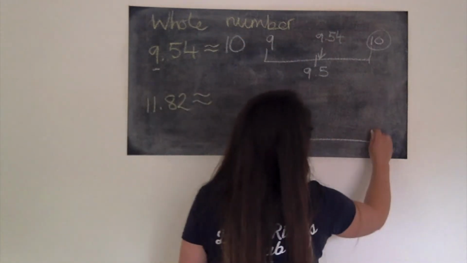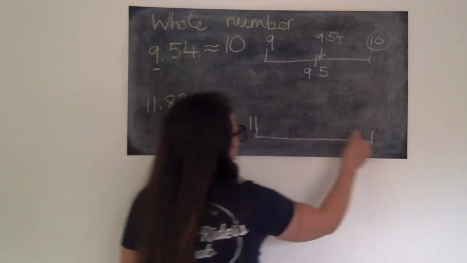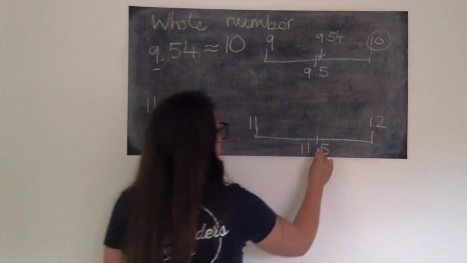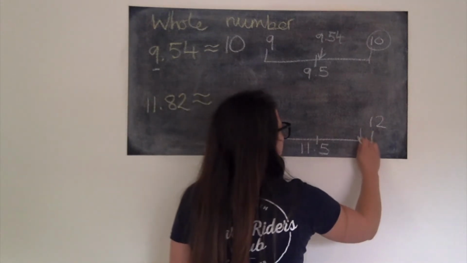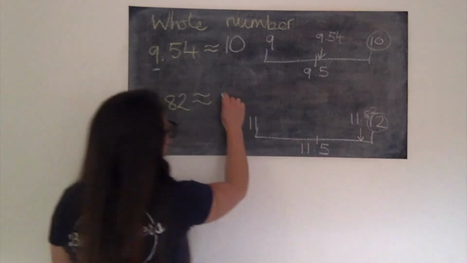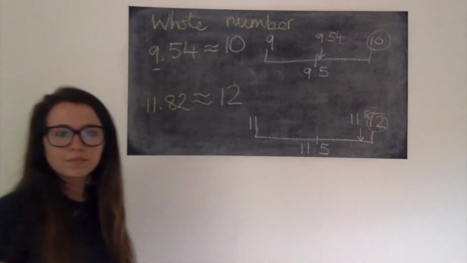Next one, the whole numbers that it lies between are 11 and 12. Halfway between is 11.5. Now 11.8 is quite far along our number line, and then 11.82. So the nearest whole number is 12. We needed to round up for both of those.